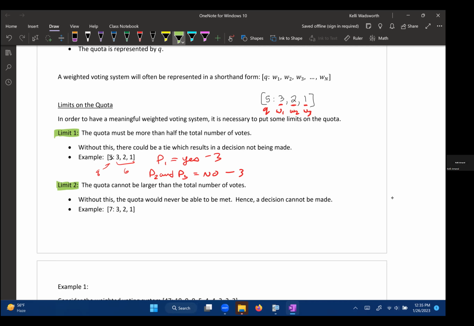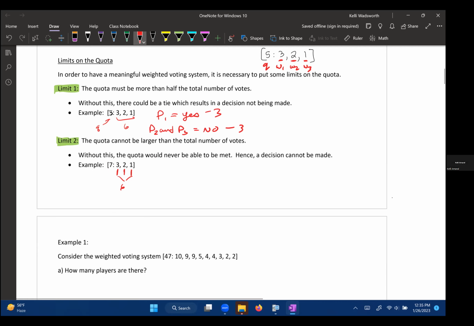So if you only have 6 votes to give out, but you have to have 7, you've purposely made a system that will not work. Okay, so we definitely don't want that. So you have to make sure that the quota is not larger than the total number of votes, which you would find by adding up all the different weights of the players, right? Because those weights are basically the number of votes. So player 1 has 3 votes, player 2 has 2 votes, player 3 has 1 vote. Together, those are 6. So the quota should not be 7, because then no matter if everybody votes yes, you still can't pass whatever resolution or make whatever decision you're trying to make. Okay, so keep those in mind as we do some examples.